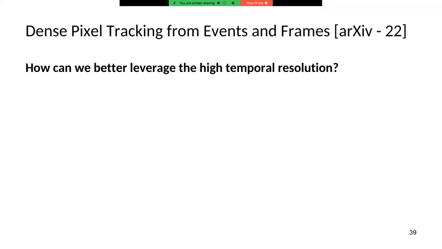In the next project that I'm presenting here a bit in more depth is about dense pixel tracking from events and frames. And I'm basically asking the question, how can we better leverage the high temporal resolution of the event camera? We partially did it already in the previous project, but it was not very explicit. And now I wanted to push it to the limit.